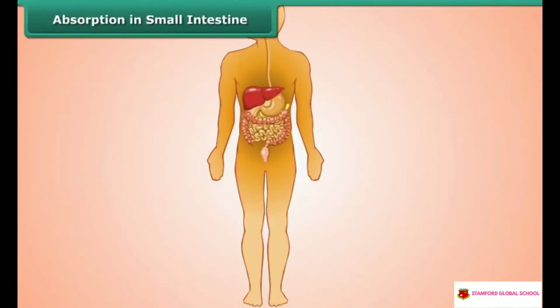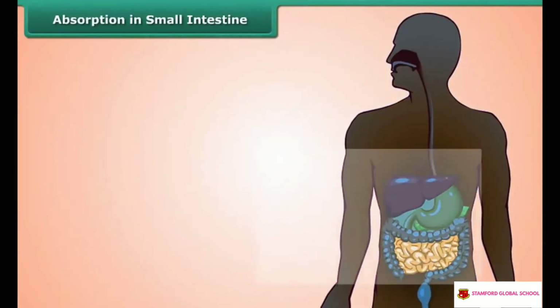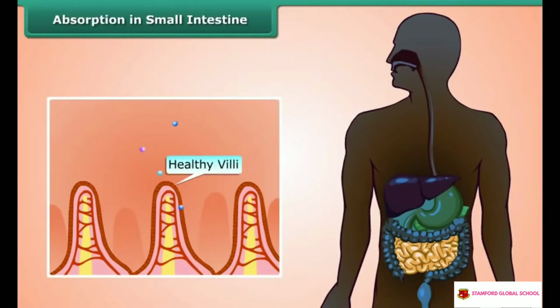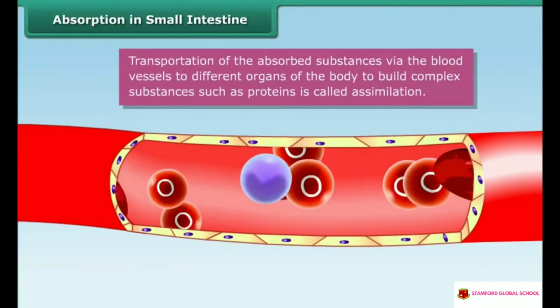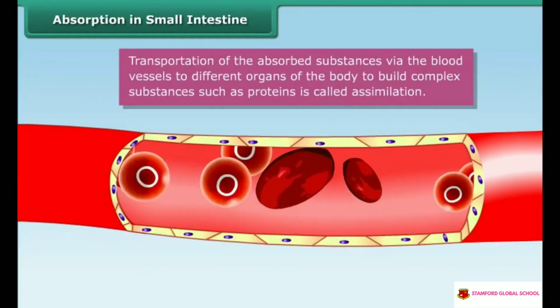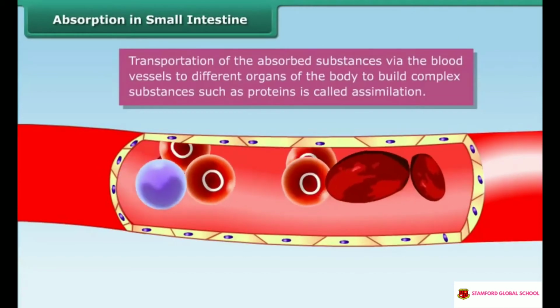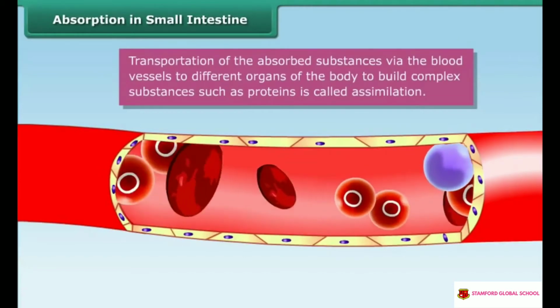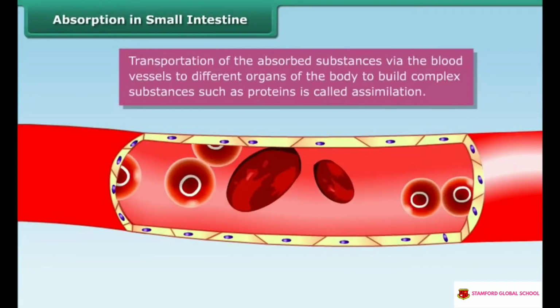Well, there are tiny finger-like things called villi, lining the inside of the small intestine. Do you know the interesting part of villi? It increases the surface area for the absorption of digested food. Then the absorbed substances are transported via the blood vessels to different organs of the body where they are used to build complex substances such as proteins. This is called assimilation.